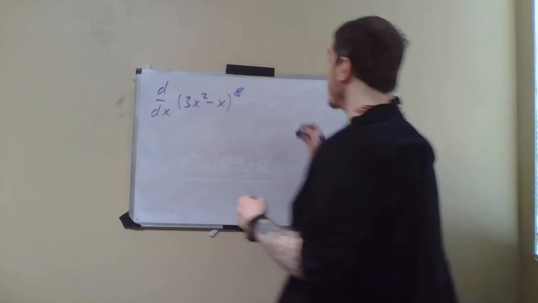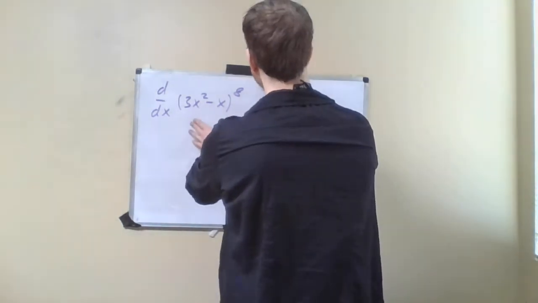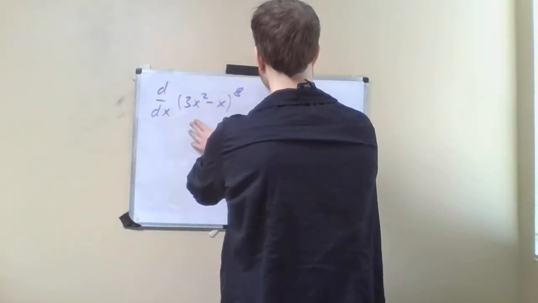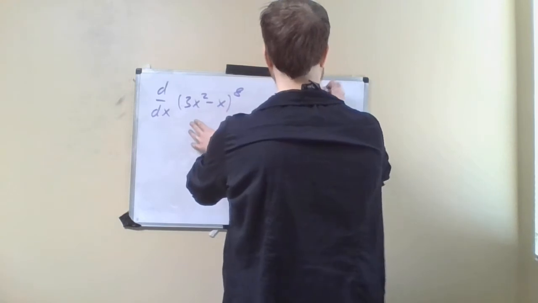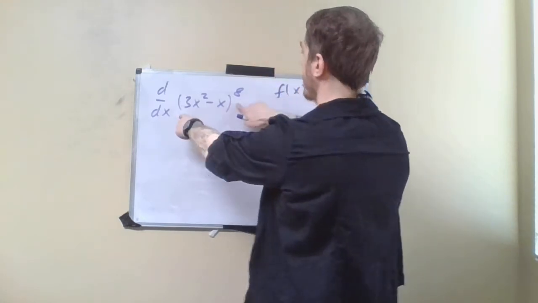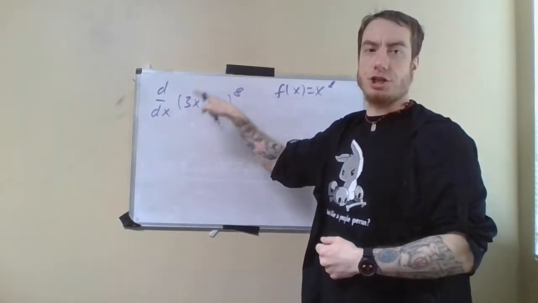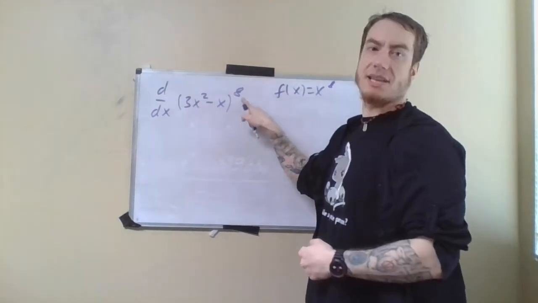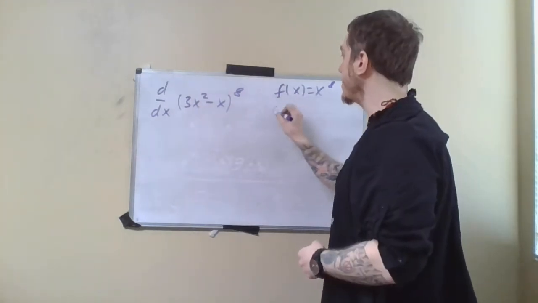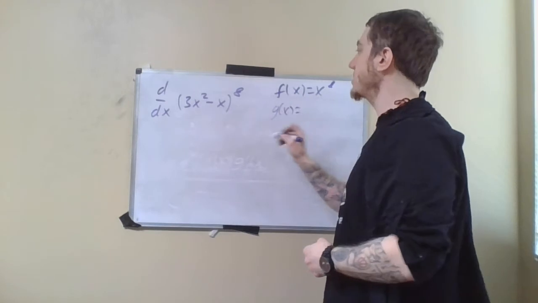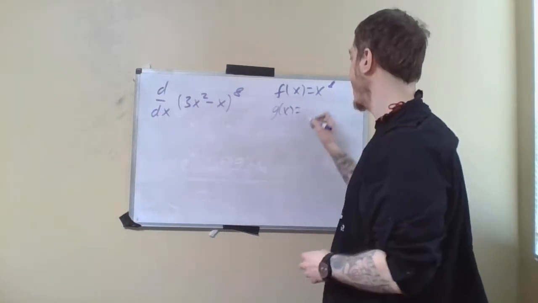Okay, so the way that I would do this is I think of my outer function f as x to the 8th, because I see here that the last operation I do is I raise something to the 8th power. And the inner function here is going to be 3x squared minus x.